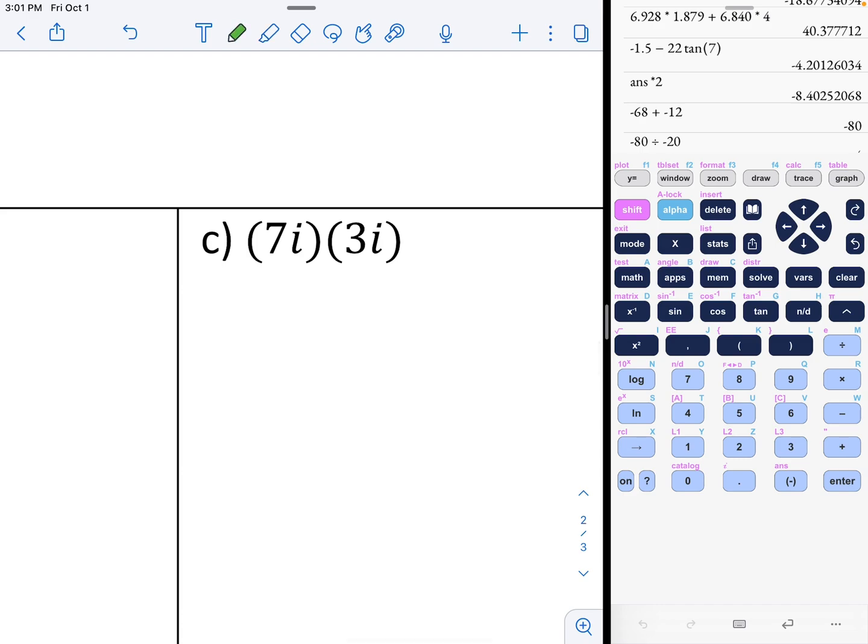One more. This is just one thing to multiply, a monomial times a monomial. 21i squared. Please remember i squared is a negative 1, and 21 times negative 1 is negative 21.